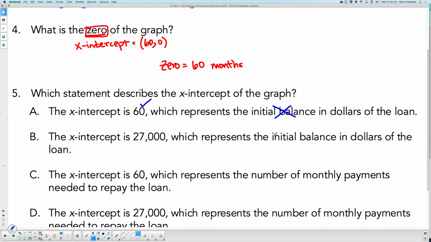Okay, how about B? The x-intercept is 27,000. No, that is not true. That might be the initial amount of the loan. That's the initial balance, but that's not the x-intercept. Okay, how about C? The x-intercept is 60, which represents the number of monthly payments needed to repay the loan. Is that true? Was that what that was? The number of monthly payments? Yeah, that's it. So the answer is C. These two were wrong. And what's wrong with D?